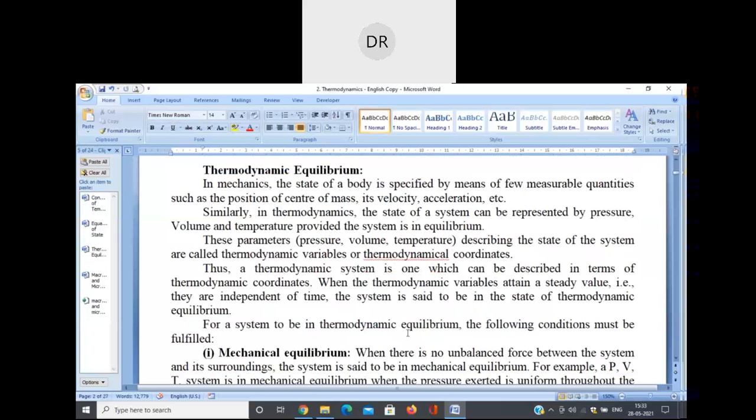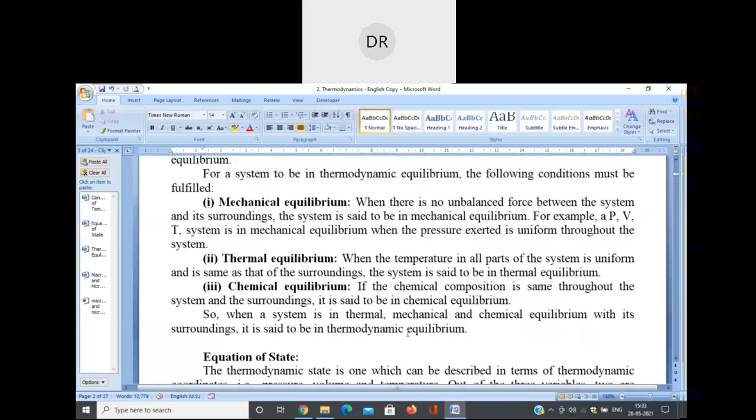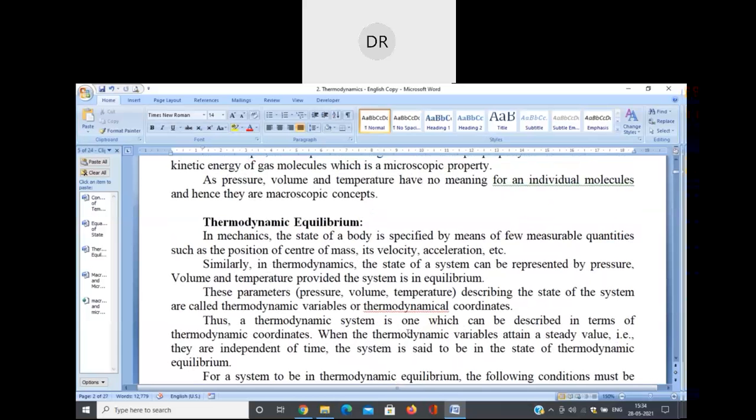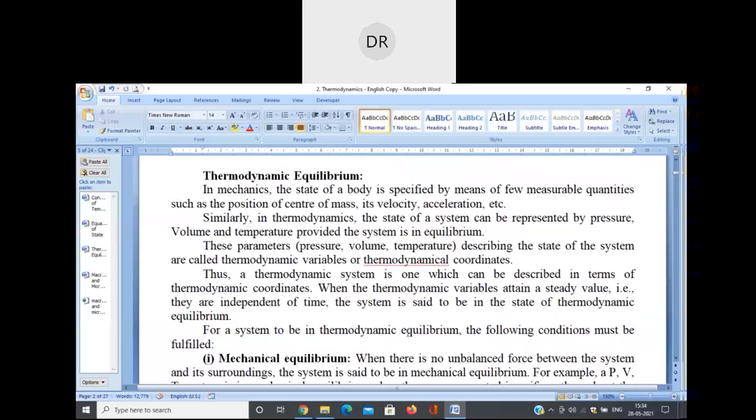Now we come to thermodynamic equilibrium. If a thermodynamic system is said to be in thermodynamic equilibrium, it follows three equilibriums, that is mechanical equilibrium, thermal equilibrium, chemical equilibrium. When all these three equilibriums are satisfied, then we say that a system is in thermodynamic equilibrium.